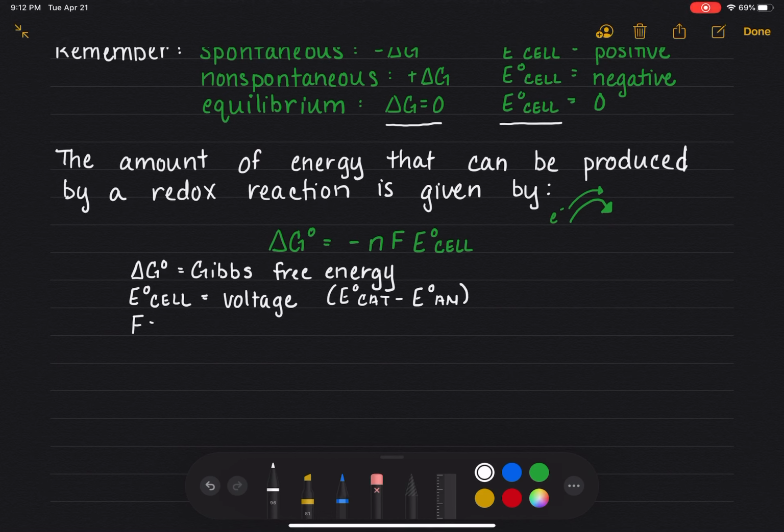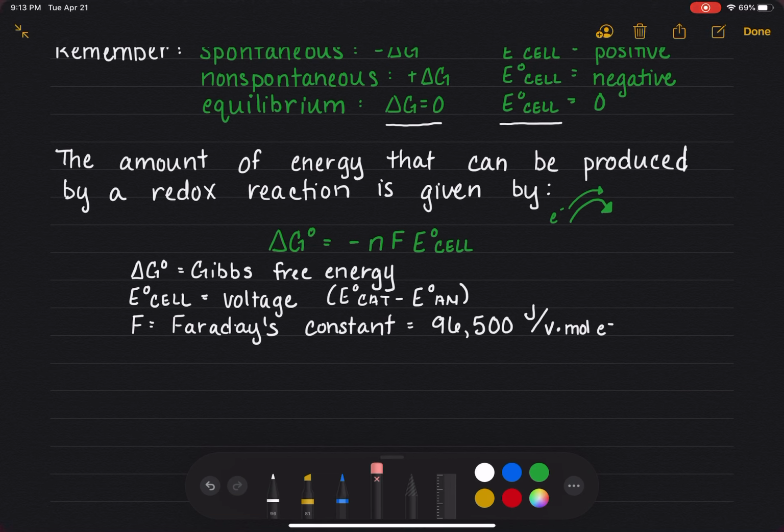F is a constant. As I said, this is a new constant, and this is called Faraday's constant. And as I said, this is the conversion factor between joules and volts. And its value is 96,500. That's a comma, not a decimal point. 96,500. Units are joules per volt times mole of electrons. So that's kind of a weird unit. And again, this is the amount of energy per volt per mole of electrons that's being exchanged in a redox reaction.